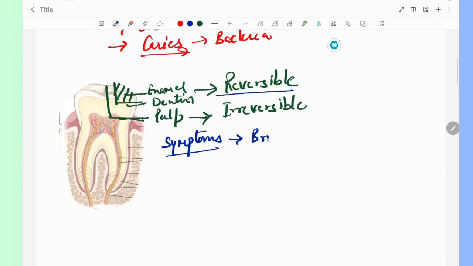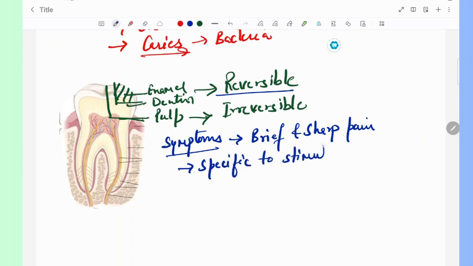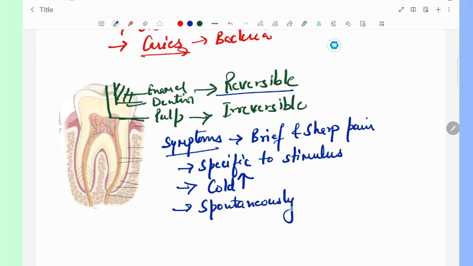It is characterized by the brief and sharp pain that is specific to stimulus, which means the pain is relieved on the removal of the stimulus. It is most often brought on by the cold food rather than the hot one. It doesn't occur spontaneously, and doesn't continue when the stimulus is removed.